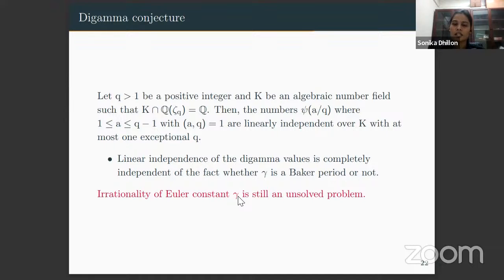In fact, I think one can remove this exception also, and it will turn out that it doesn't matter whether your gamma is a Baker period or not. This conjecture will always be true. So one of the ways to solve the rationality or irrationality problem about this Euler constant gamma is not going to work here, because this conjecture anyway will be true.